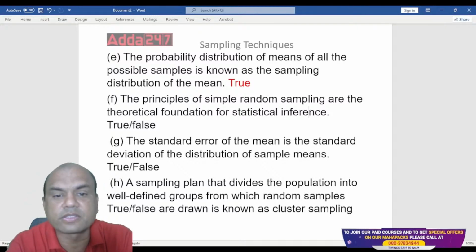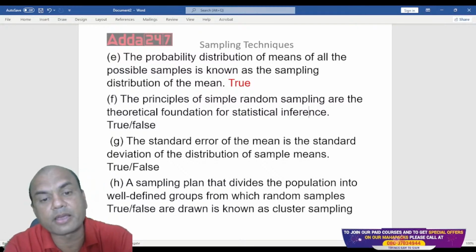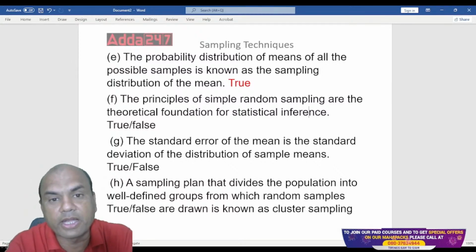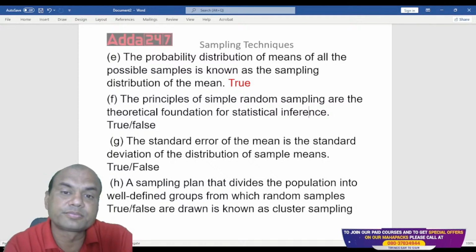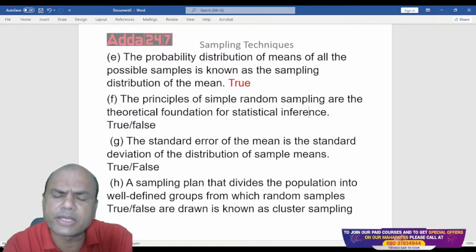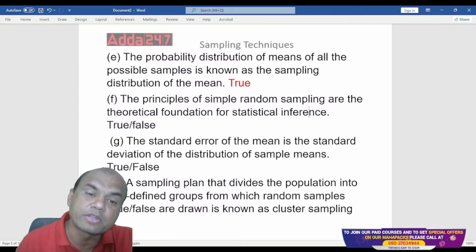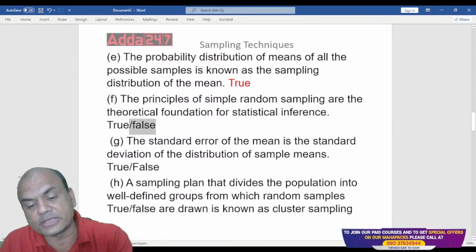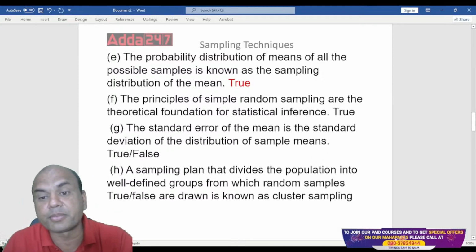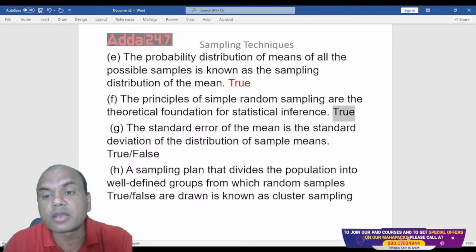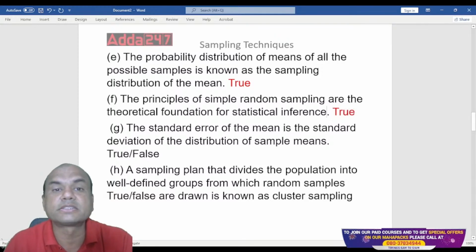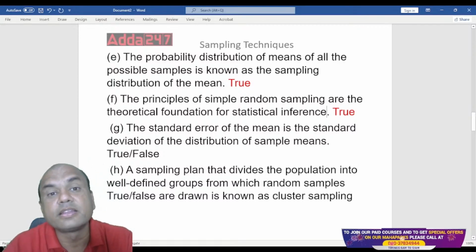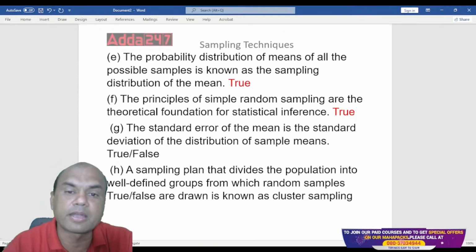That will answer this question also. The principles of simple random sampling are the theoretical foundation of statistical inference. Suppose I have to find any inference of any population, the best method for that is simple random sampling. So that is true. Remember, simple random sampling is the best sampling. All the remaining ones like cluster, systematic or stratified come later, but the basic is simple random sampling.